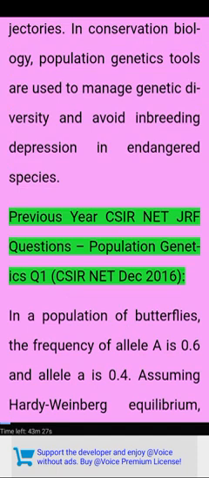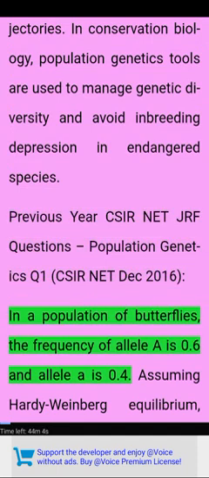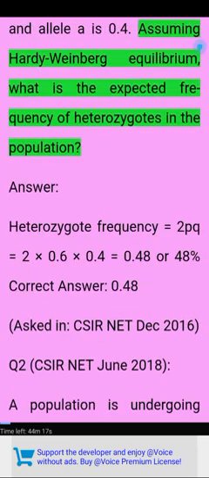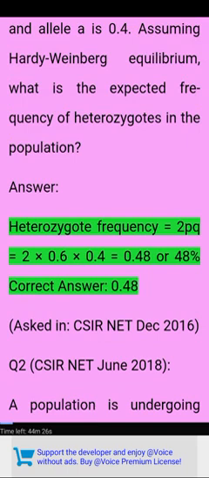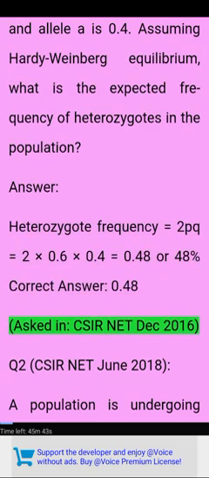Previous year CSIR NET JRF questions. Population genetics. Q1, CSIR NET December 2016. In a population of butterflies, the frequency of allele A is 0.6 and allele a is 0.4. Assuming Hardy-Weinberg equilibrium, what is the expected frequency of heterozygotes in the population? Answer. Heterozygote frequency equals 2pq equals 2 times 0.6 times 0.4 equals 0.48, or 48%. Correct answer: 0.48. Asked in CSIR NET December 2016.